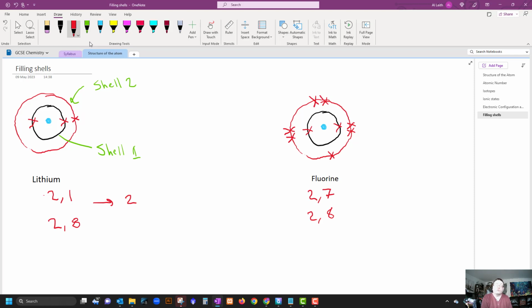It could either lose all 7 of its electrons in the outermost shell, which is going to be an awful lot of energy and an awful lot of effort for fluorine to do, or quite simply take that electron that's wandered around from lithium and then go ahead and stick it in there.